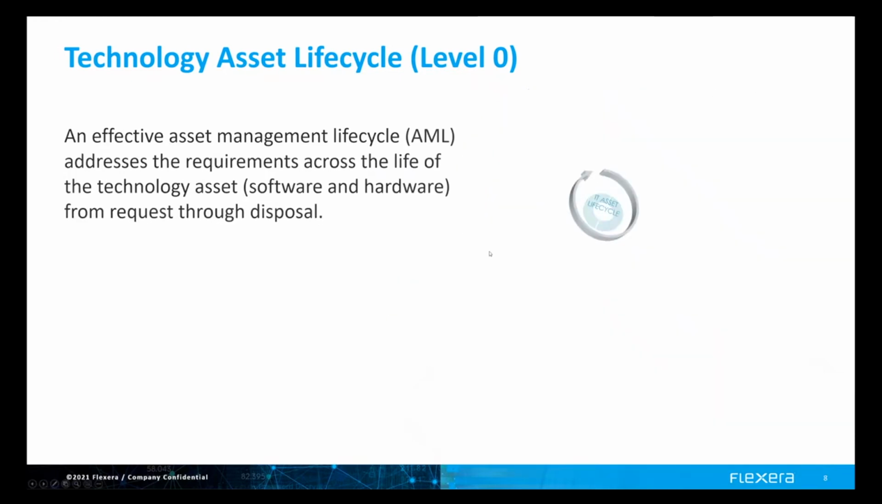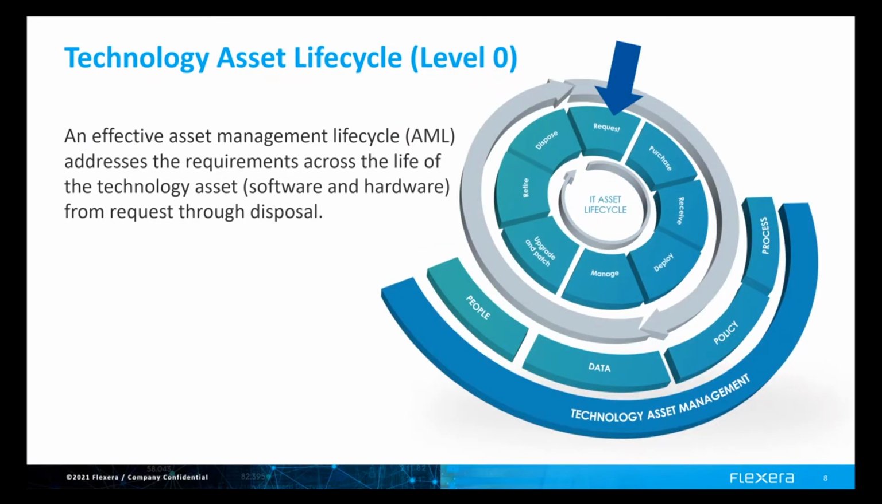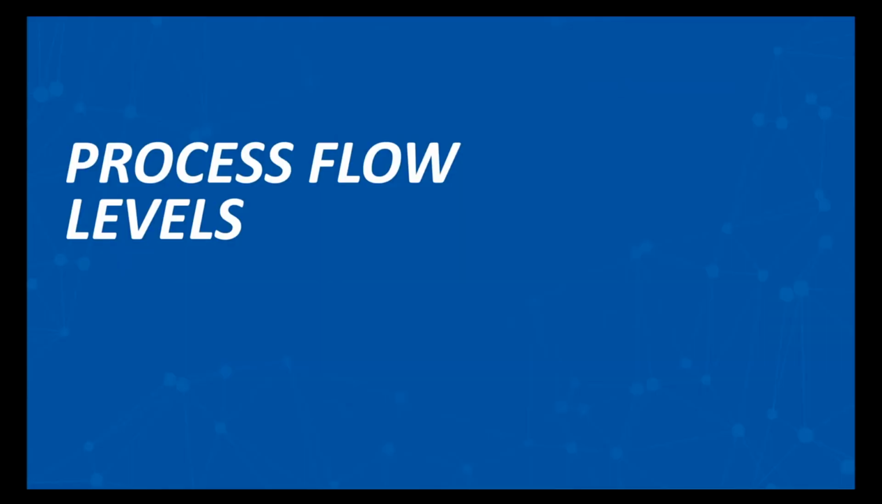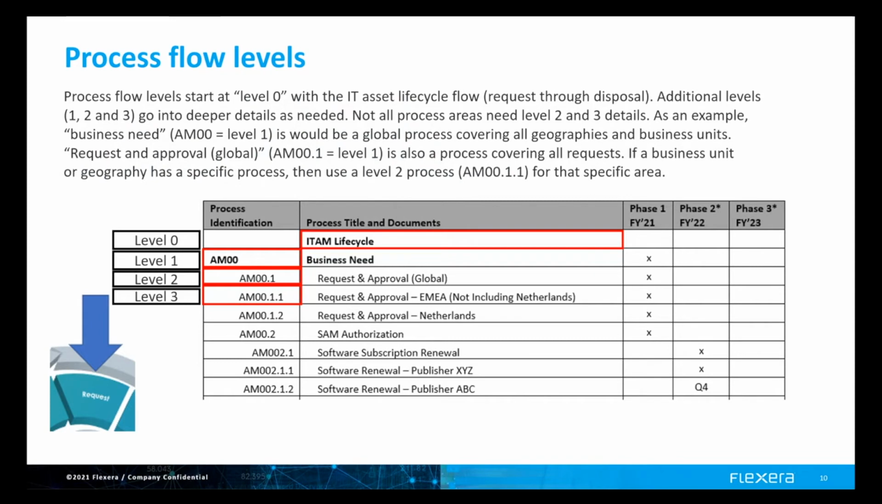Within the IT asset management lifecycle, as we break it down, we could pick a particular area. Let's say we just start with request, something that tips off the original injection of the IT asset. As you go down the process flow levels, at the highest level it's level 0, and at level 1 it would be a global process, as an example, that would cover all requests globally within your organization. If you have the same process and the same work instructions for everything from that business need standpoint, then you never need to go deeper than level 1.